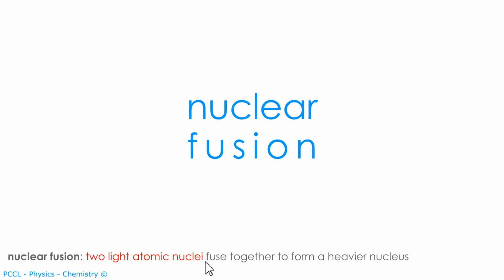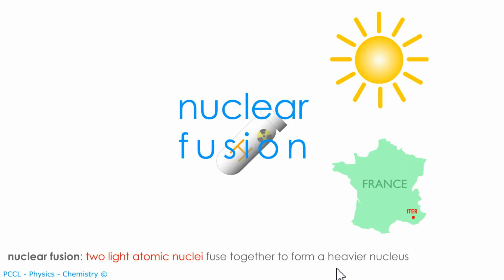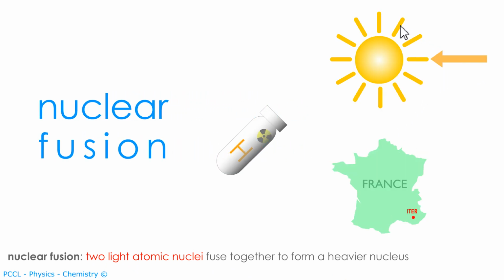We speak of nuclear fusion when two light atomic nuclei fuse together to form a heavier nucleus. There are fusion reactions in the stars, therefore in ours, the Sun. There are some in the H-bomb, H like hydrogen. And, if the project is successful, in the ITER program reactor near Cadarache. I am going to use the nuclear reaction which will take place in this reactor to illustrate what a fusion reaction is.